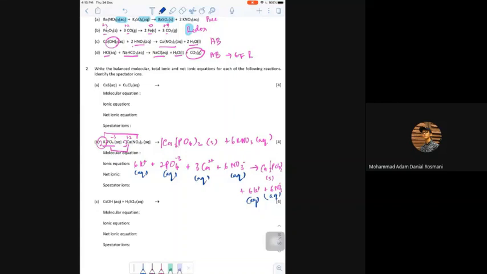Then you have to write the net ionic equation. Net ionic equation means that only the one in solid state and the ions that form it will come out, calcium and phosphate. So the net ionic equation will be 2PO4 3 minus aqueous plus 3 Ca2 plus aqueous turns to Ca3PO4 2.